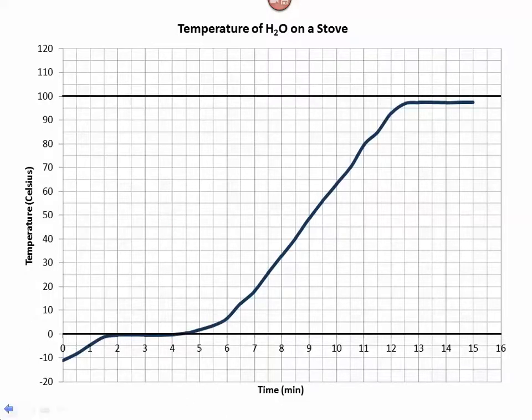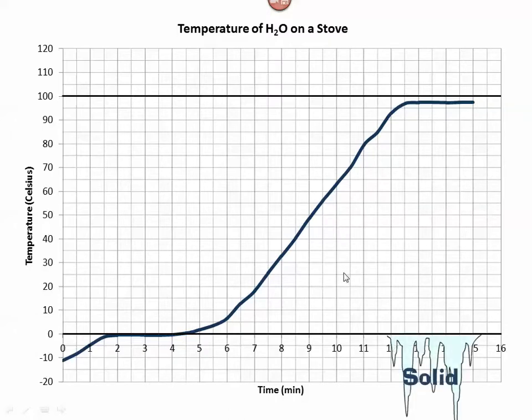Basically, your ice started out a little bit below zero, maybe 10 below 0 Celsius, climbed steadily up to somewhere right around zero, leveled off, and then as the ice turned into liquid water, that water then heated up right close to 100, but not quite, and leveled off just about there.